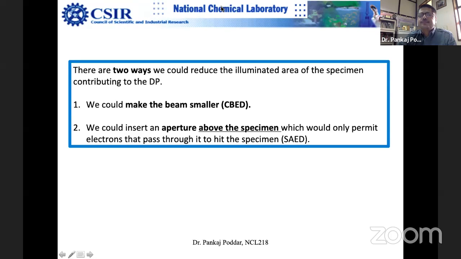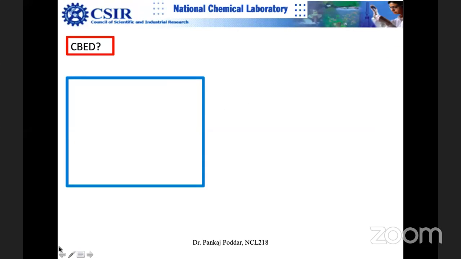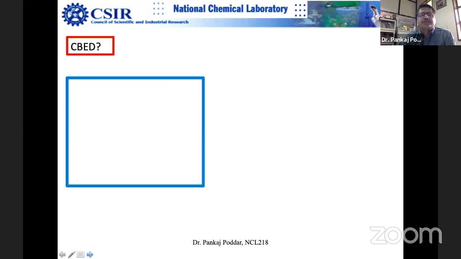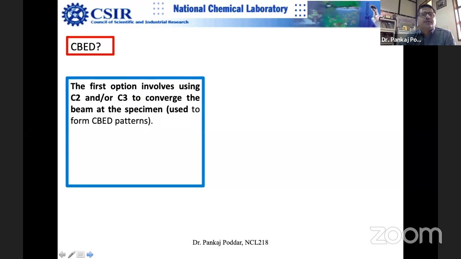Any question? The second way, which is more popular, is that you insert the aperture above the specimen and allow illumination only from the selected area, right?